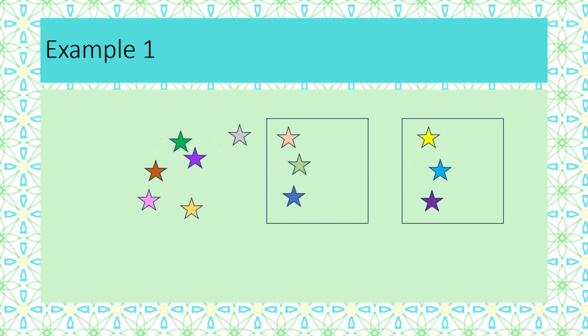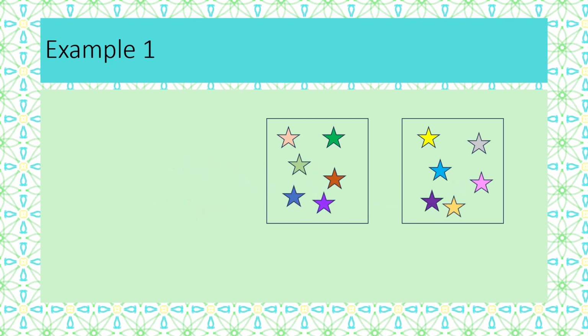For example, let's determine whether the number of stars on the screen is divisible by 2 without counting the stars. We arrange the stars into two groups, each of which has the same number of stars. Since there are no stars left over, the total number of stars is divisible by 2. Thus, the total number of stars is even.